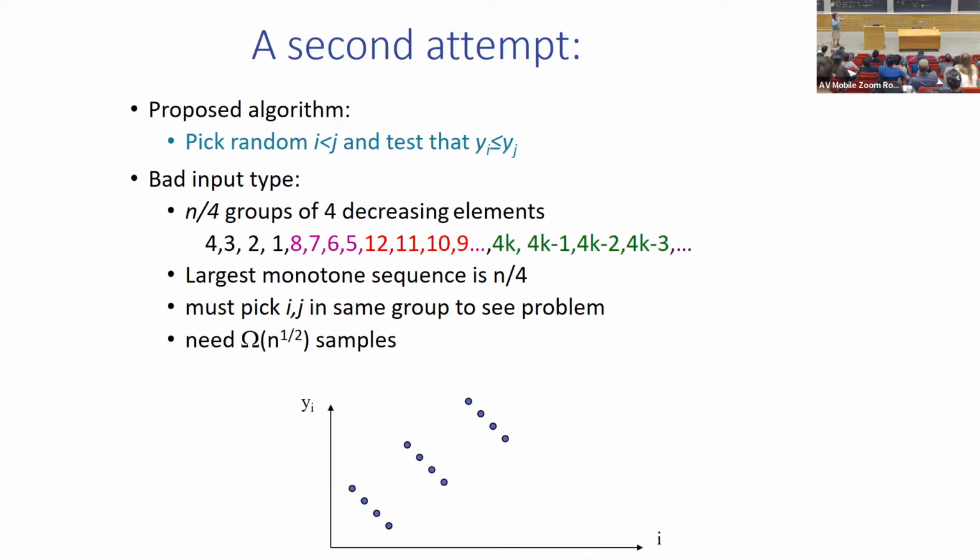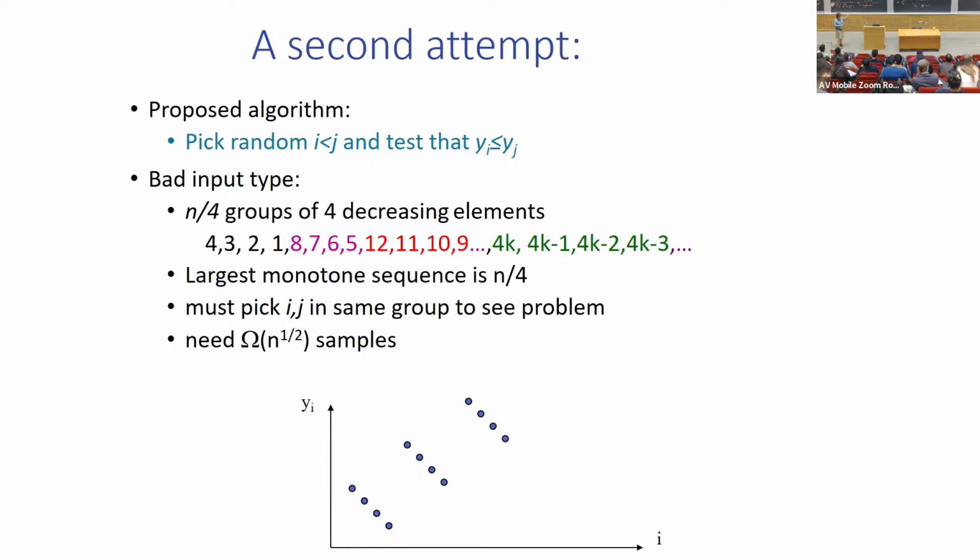If I pick random i and j in different groups, everything looks great, because between groups they're in order. To see a problem, I have to pick i and j in the same group. What's the probability of doing that? Not so great. I'm going to have to pick at least root n indices until I'm likely to get 2 indices in the same group, and only when I see that will I see a problem on this particular input.